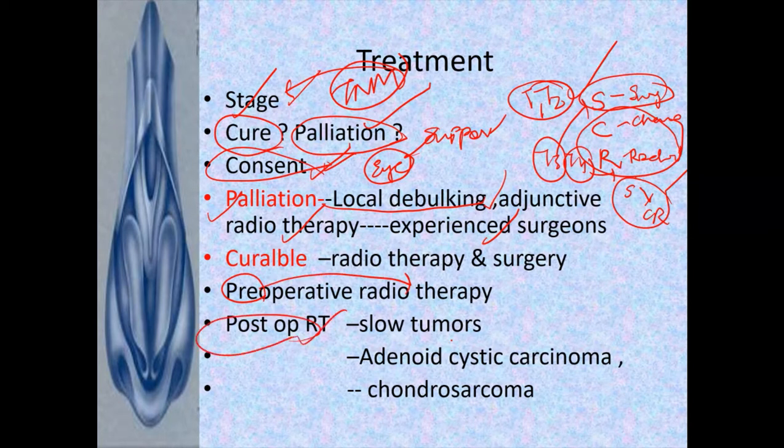Radiotherapy decreases the size of the tumor, especially in adenoid cystic carcinoma and chondrosarcoma. Adenoid cystic carcinoma spreads through perineural spread. Remember, whenever you get adenoid cystic, you should say perineural spread. And chondrosarcoma also.